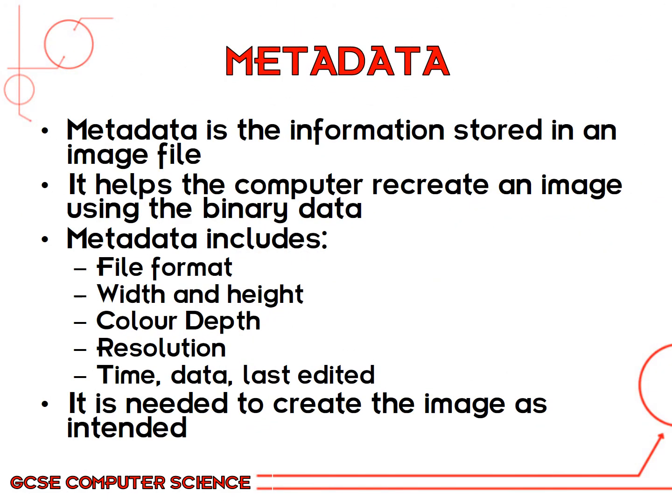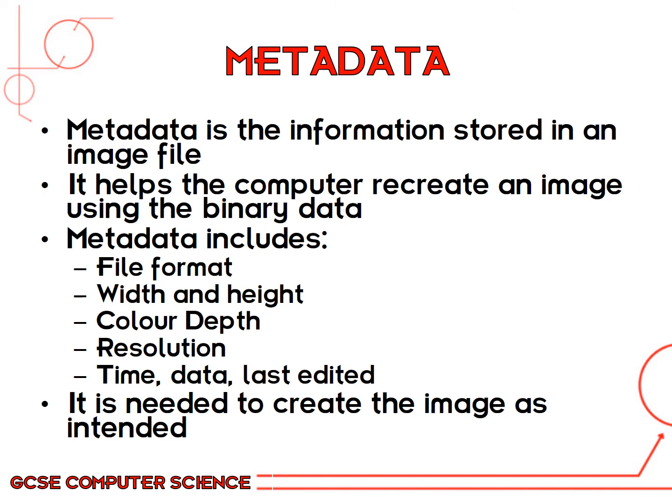In order for the computer to display an image exactly as it's supposed to, it needs a little bit of further information. It will just see a big stream of zeros and ones, but it needs to understand how many of those bits fit into each particular piece of information. So we use what we call metadata, which is the information stored about an image file. It helps the computer recreate an image using that binary data.